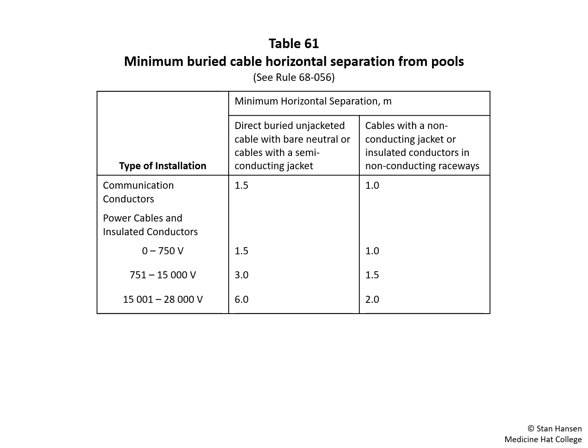such as communication conductors must maintain a horizontal separation from a pool wall of at least 1.5 meters, whereas my power conductors for 0 to 750 volts must also have that same range. If I have any more than 750 volts, which is possible in some commercial applications, then I'm going to go up to 3 meters for anything between 751 and 15 kilovolts, and 6 meters between 15 kilovolts and 28 kilovolts.